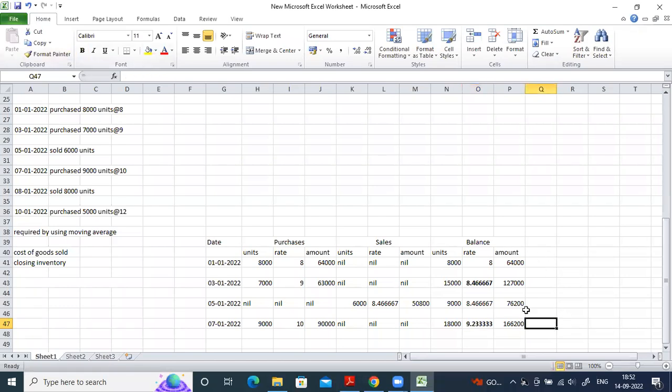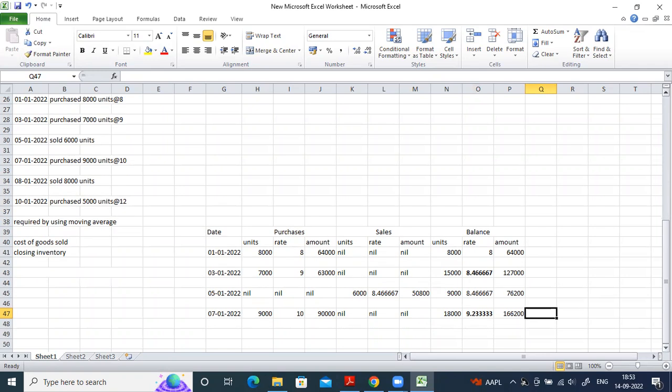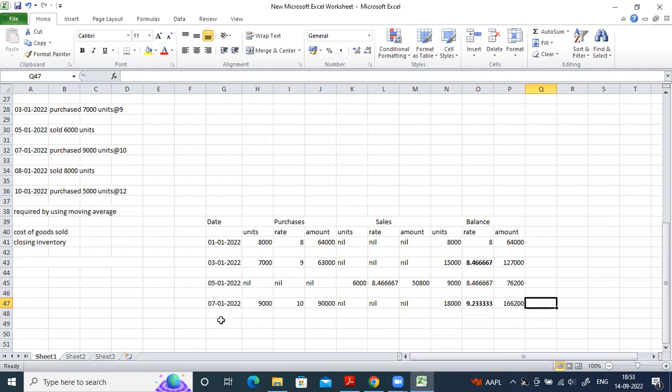Now, you might have observed that we compute this average rate only in case of purchases. Whenever there is a purchase, only then we compute it. I hope you have observed, guys, right? Yes, sir. Now after 7th January, the next date is 8th January 2022. So it is a sale, and there will not be any entry in purchases.